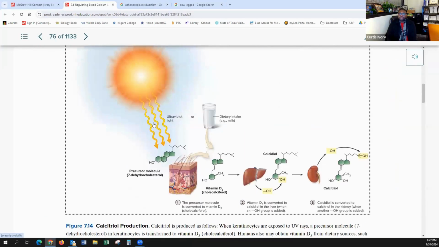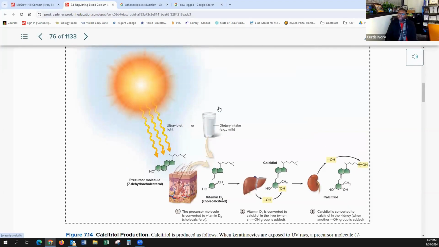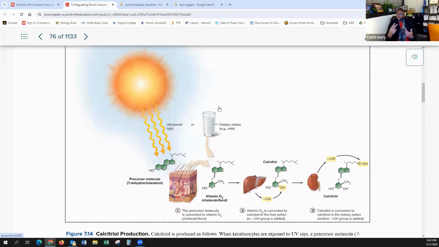So when it comes to vitamin D, on this picture here, there's two places where it shows that we can get it. We can get it from the sun. If you go out in the sun for about 10 to 15 minutes a day, that is the amount of time that's required for you to get your daily dose of vitamin D.